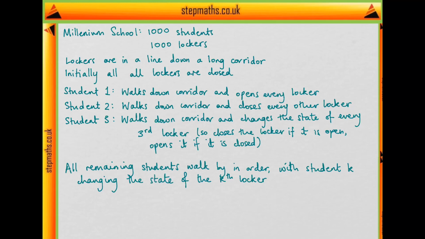And then the third student walks down the corridor and changes the state of every third locker. So they close locker 3, which had been left open by the first student, and then they open locker 6, which was closed by the second student, and they close locker 9 and so on. And all the remaining students walk by in order, with the kth student changing the state of the kth locker. And this goes on until all 1,000 of the students have walked along the corridor.